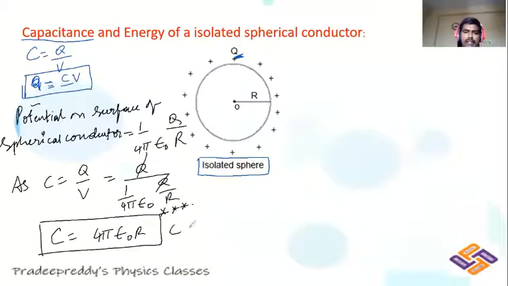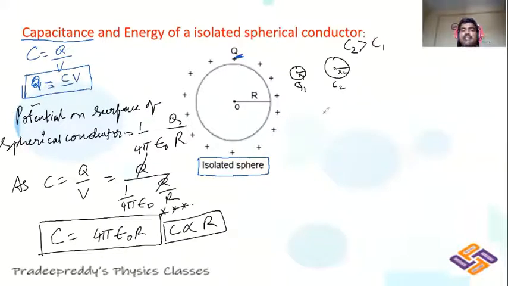And remember, C is directly proportional to R. As the radius of the conductor increases, the capacitance also increases. For example, if you are taking one conductor of radius R1 and another conductor of radius R2, this one has capacitance C1 and this one has capacitance C2. As the radius of the second conductor is greater, the capacitance of the second conductor is greater than the capacitance of the first conductor. This is what you need to remember.